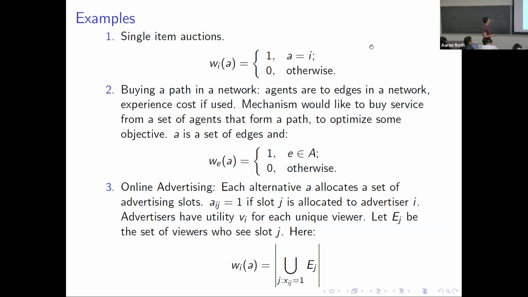Yeah. So here, I guess, maybe it's what I called a_ij up here. What I need to decide is, say I've got a set of advertisers and a set of advertising slots, then maybe x_ij equal to 1 means advertiser i is the one that's assigned to slot j. And so to figure out advertiser i's utility, we would take the union over all of the slots j that are assigned to them of the set of viewers of that advertising slot. Yeah.